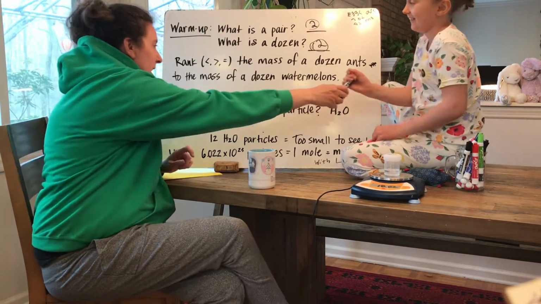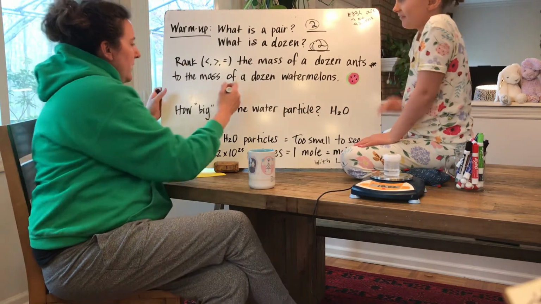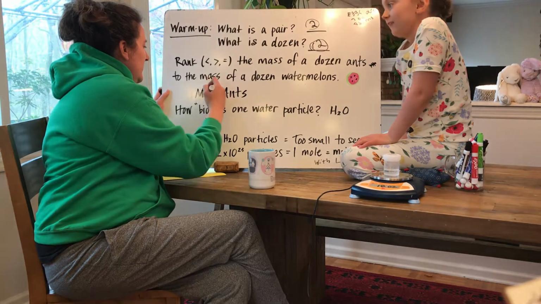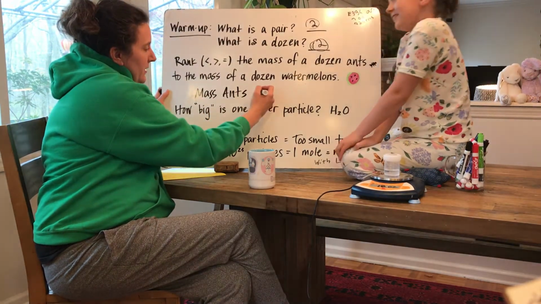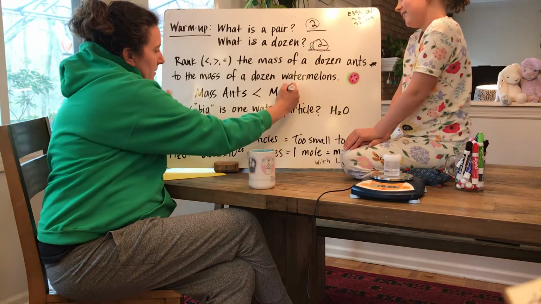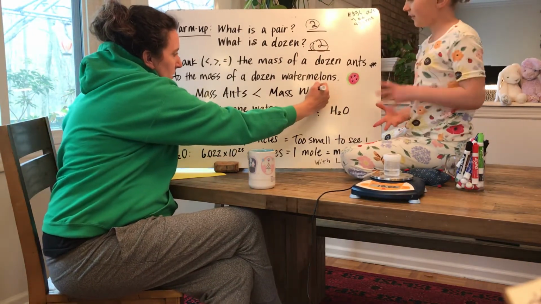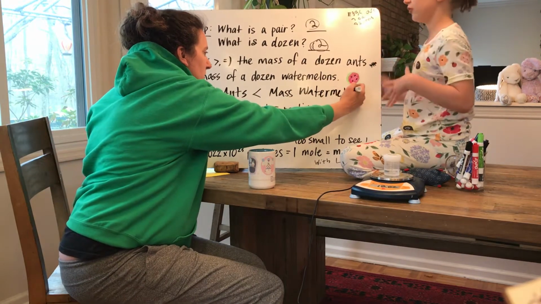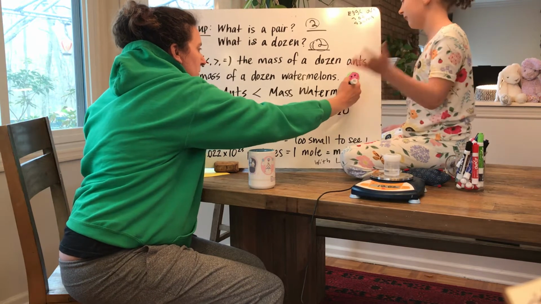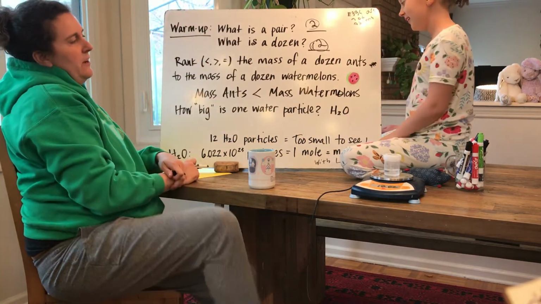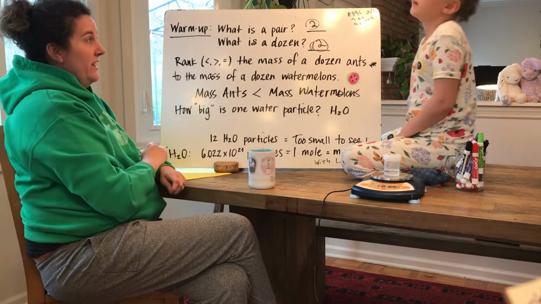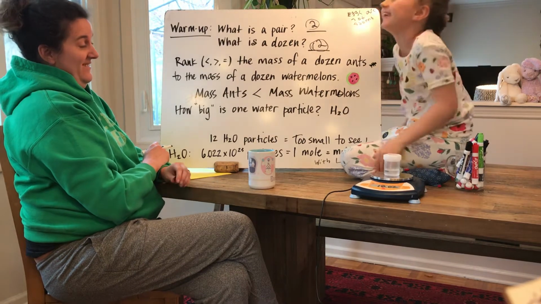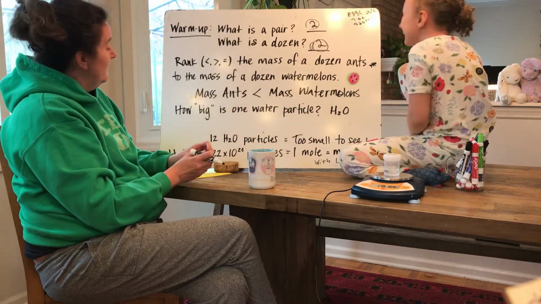Okay, so we're going to rank that. I'll go ahead and rank this one because the board's kind of wiggly. So the mass of the ants would be definitely less than the mass of watermelons, because watermelons are big. This is not the actual size of a watermelon because it's not a real watermelon. But if we measured the mass, it'd be a lot more than the mass of 12 ants, hugely different.